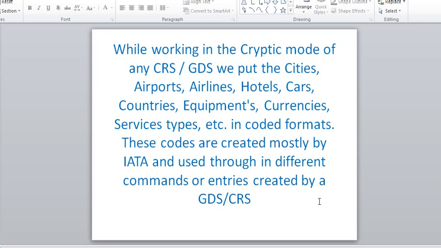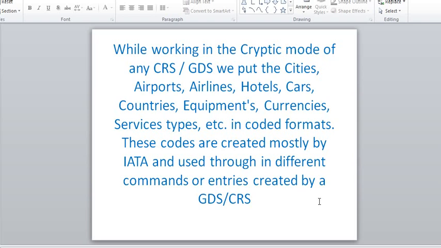In those entries, of course, we are using the codes of cities, airports, airlines, etc. And these codes are not created by the GDS, rather they are created by IATA. Please remember, the codes of airports, airlines, hotels, cars, countries, etc. are not created by the GDS people. They are created by IATA, and those codes are used by all the different GDS. Though the entries or commands are different in different GDS, the codes used for countries, airlines, airports, hotels, cars, etc. are the same. They are not going to be changed. So these codes are created by IATA, and those are used in the GDS entries by the GDS people. That's all about the introduction.